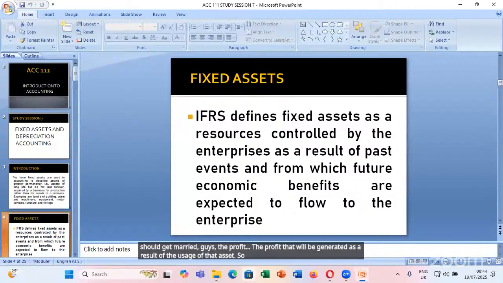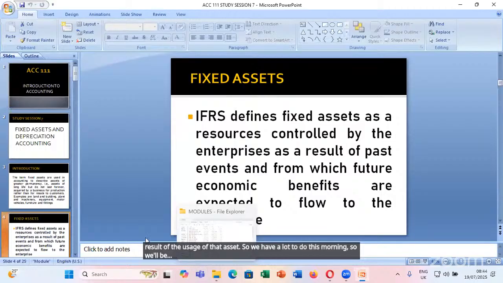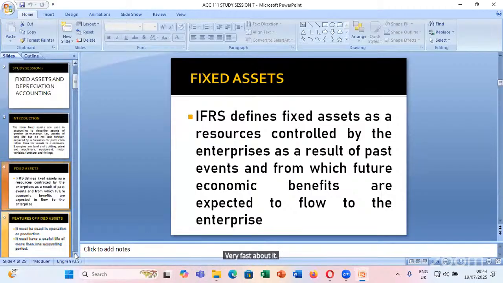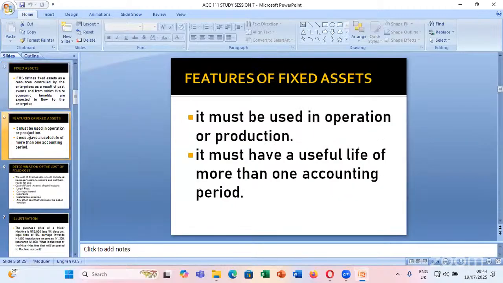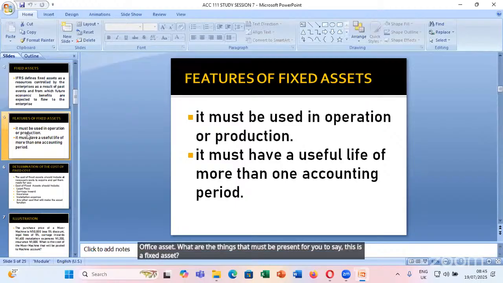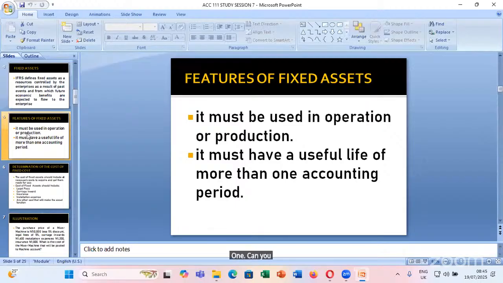So we have a lot to do this morning, so we'll be very fast about it. Let's look at features of fixed assets. What are the things that must be present for you to say this is a fixed asset? One, can you mute yourself, everybody? We have a lot to do this morning, and I don't want everybody to stop this class.